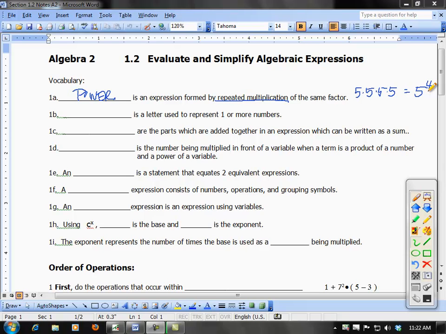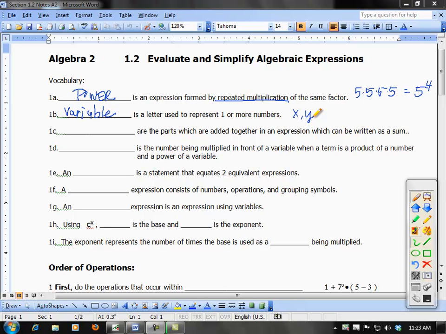Okay, blank is a letter used to represent a number. We call that a variable. We call that a variable. And a variable is something that you've already used in algebra. The most common ones are x and y, but you will start seeing a few more, and we're going to try and change just x's and y's.